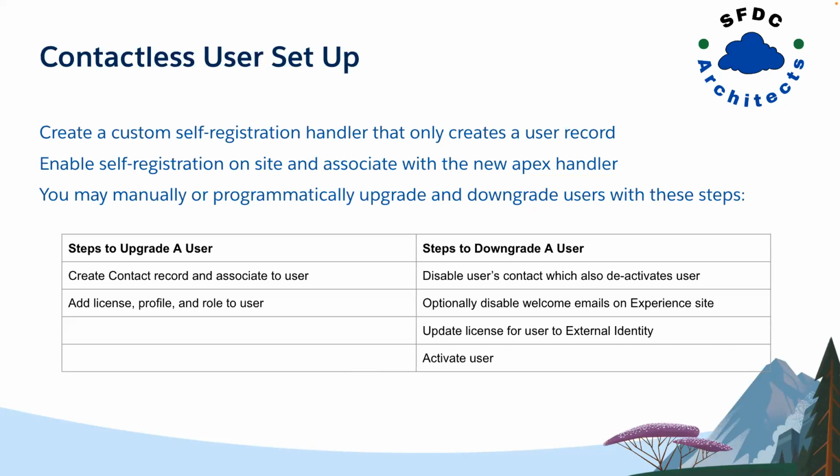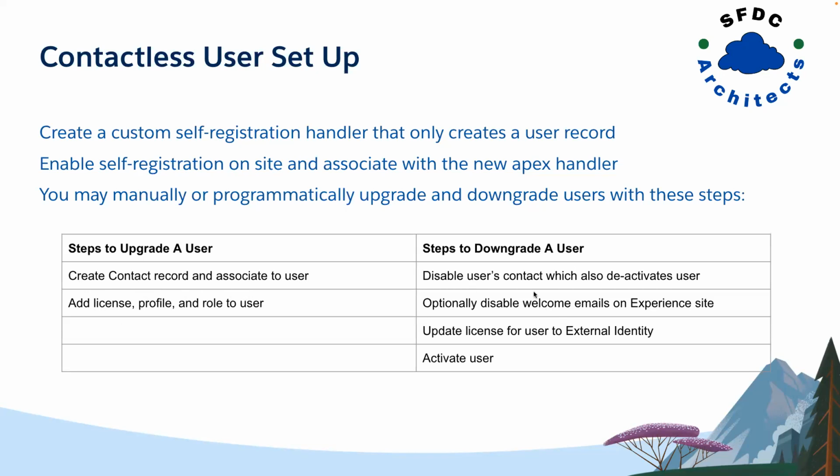So the way that you are going to upgrade a user, once they've been created, you would create the contact record and you associate it to the user. As a separate step, you add the license that they need. Maybe it's community license, maybe it's community plus license. You're going to assign them the profile for the site that they have access to and the role for the data that they can see. That's for upgrading them. Once you've done that, they are consuming a community license. But if they become inactive, you can downgrade them.